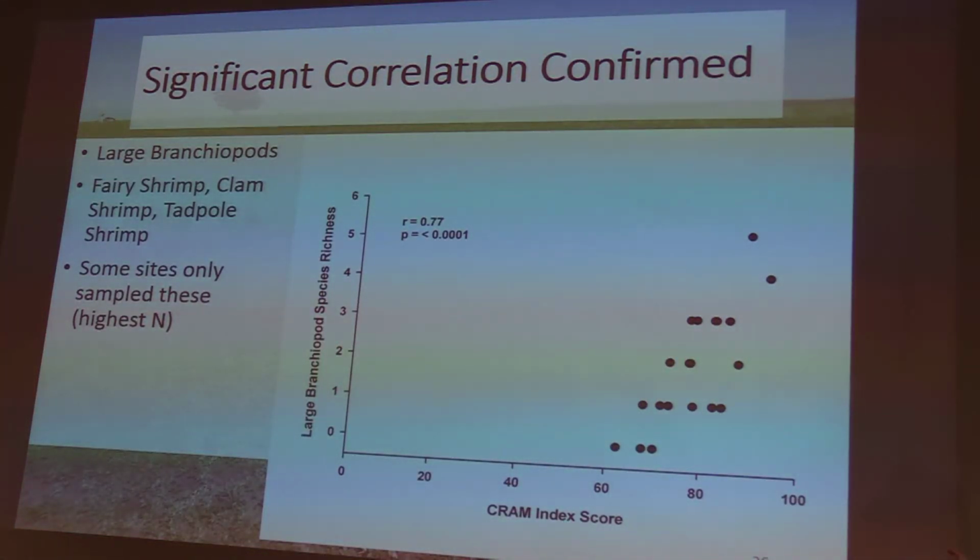So the large branchiopod data did correlate significantly with the index score. These are things like fairy shrimp, clam shrimp, tadpole shrimp, which are among the important endangered species found in vernal pools. And as I mentioned, some sites only sampled those types of species and didn't sample other bugs, basically. So we had the highest N for this analysis. And it was highly significant, so that was great.